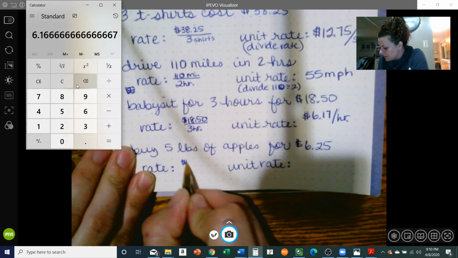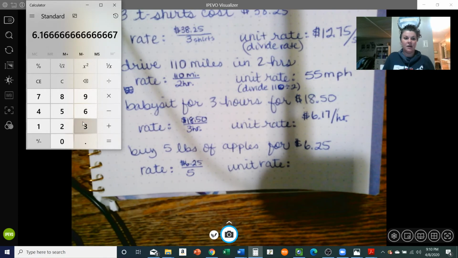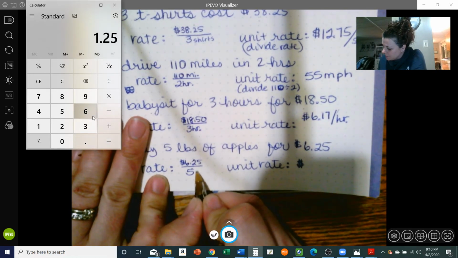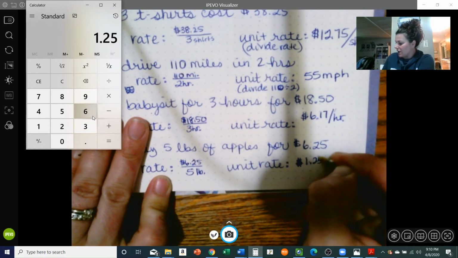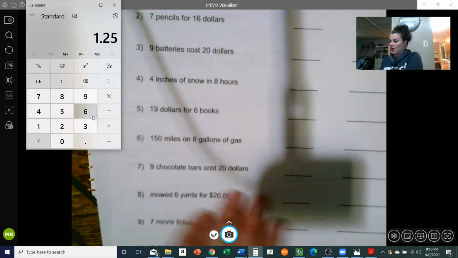I'm going to put my money on top. So 6.25 divided by 5. $1.25 is my, oh, I need to write my pounds here. So it's $1.25 per pound. So for every pound of apples, I pay $1.25. Okay? So that is what you'll be doing on this assignment.